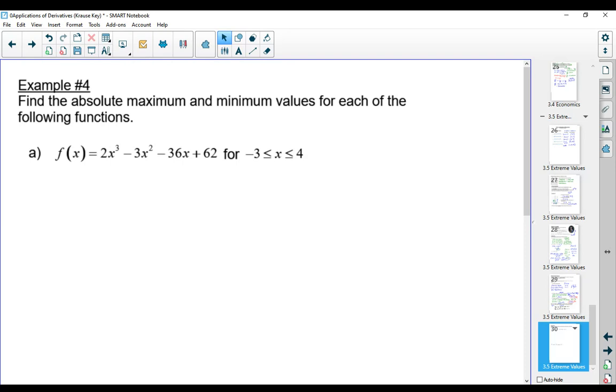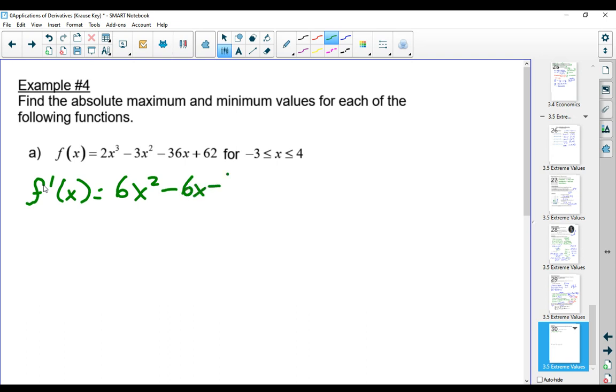So example number 4 says find the absolute max and min values for each of the following functions. We're going to take the derivative here. Again, it's a polynomial function, so we won't have to worry about restrictions. 6x squared minus 6x minus 36. Pull out a common factor.